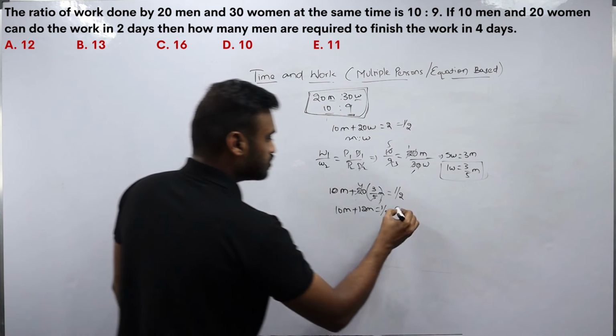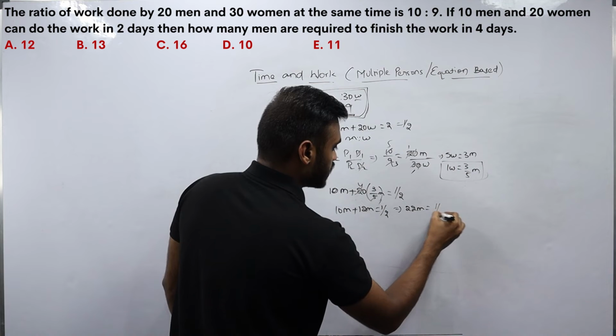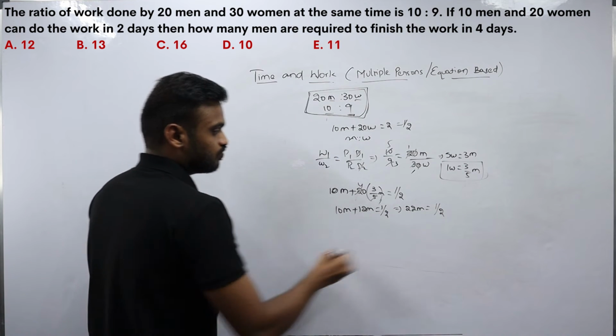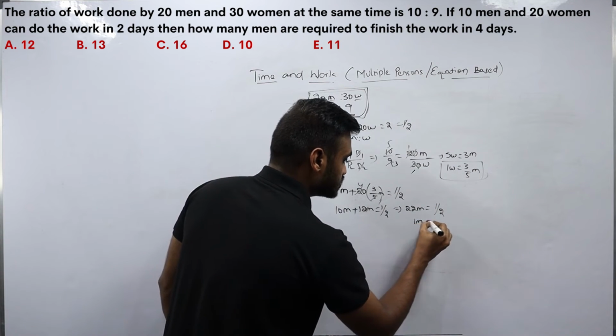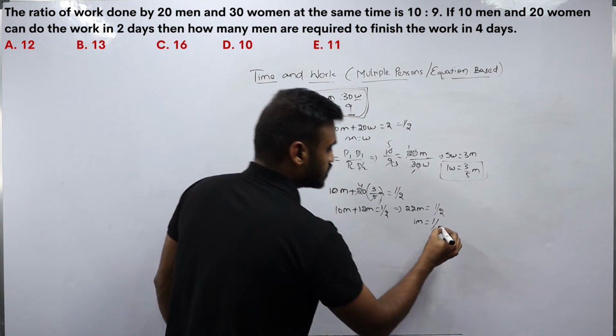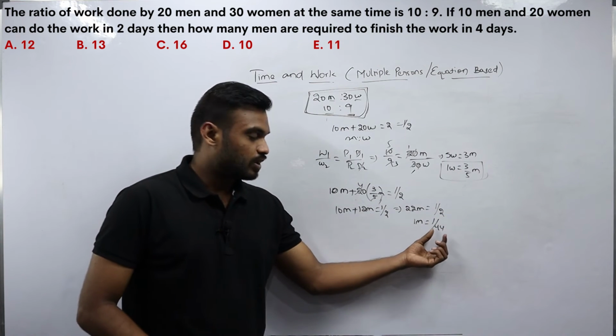So 22 men equal to 1 by 2. So 22 men's efficiency is 1 by 2. Now 1 man's efficiency is 1 by 22 into 2, that is 1 by 44. So 1 man's efficiency is 1 by 44.